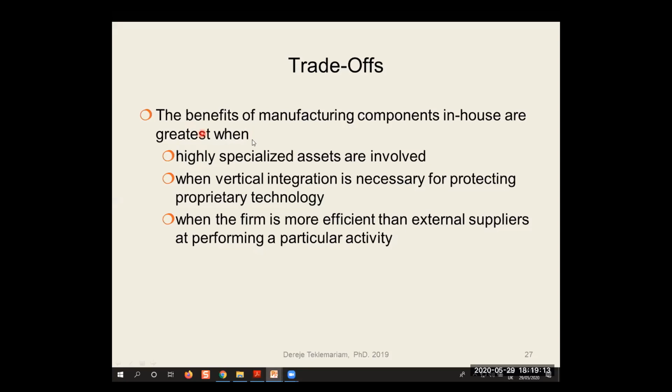The benefits of manufacturing components in-house are greater than really buying them, especially for highly important or decisive product components, which are advisable to be produced by the company itself. It's greater especially when highly specialized assets are already available in the company. If the company has better technology and facilities, it's better to make the product. Vertical integration is also necessary for protecting proprietary technology.